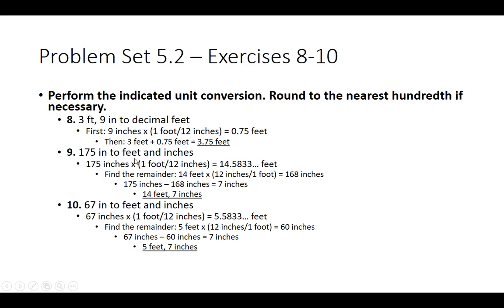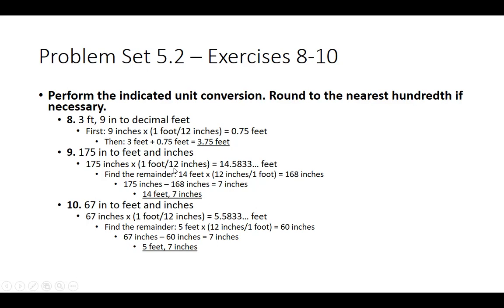Next, 175 inches to feet and inches. We're going to start with our conversion factor of feet to inches. We need inches on the bottom to cancel out the inches we're starting with, and we need feet on the top to convert to feet. Inches cancels, leaving us with feet.